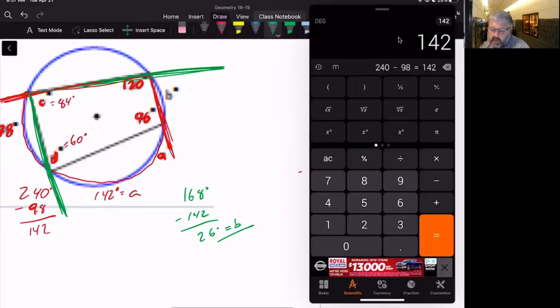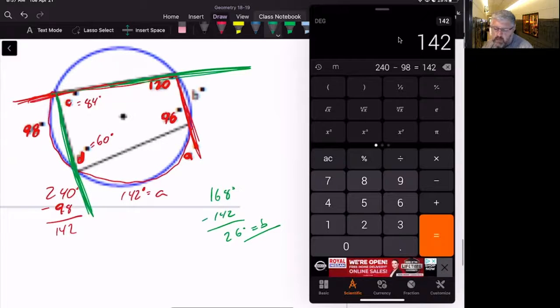So again, you're not going to get one angle that's going to give you one of these arcs. You're going to have to subtract away part of an arc based on whatever its inscribed angle is.